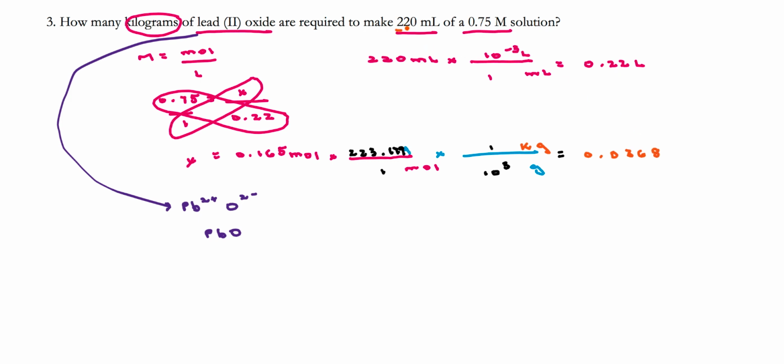Okay. Now keep in mind that's unrounded. I want 2 sig figs for the 220 mL and 2 sig figs for the concentration. Okay, so 0.0368 would round. I just want 2 sig figs, so this would round to 0.037 kilograms. Or if I wanted to put this into scientific notation, it would be 3.7 times 10 to the negative second kilograms. Okay, and that's my answer.